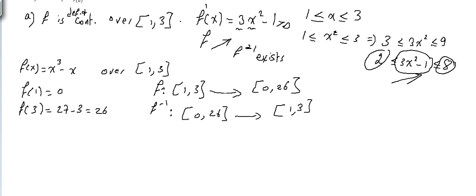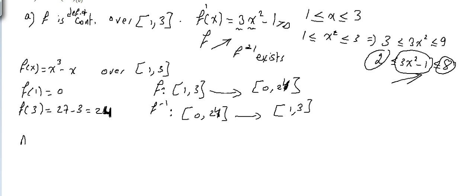Now, I think I did something wrong here. It's not 26, it should be 24, right? 27 minus 3 is 24. I make a lot of these calculation mistakes, so follow me and don't panic. Just correct what I do wrong sometimes.